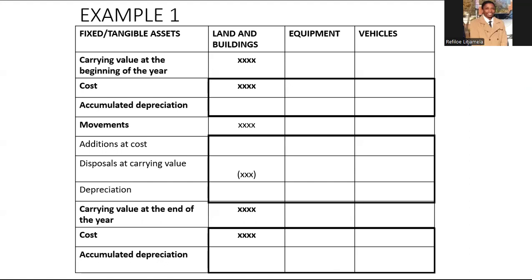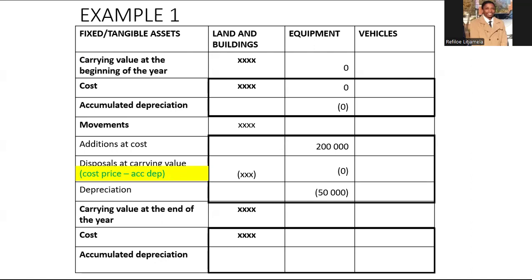Now, the cost of equipment at the beginning of the year was zero because we don't have any equipment that we are carrying from the previous year. We don't have any accumulated depreciation that we are carrying from the previous year. However, we purchased equipment at the beginning of the year and the cost of that equipment was 200,000. So that will be recorded under additions and cost. Please note it's additions and cost. Disposals at carrying value. Carrying value is just cost minus accumulated depreciation. If we had disposals, we were going to put them in brackets, but we didn't have any. Instead, we have depreciation. I'll just put that in brackets, which was 50,000.